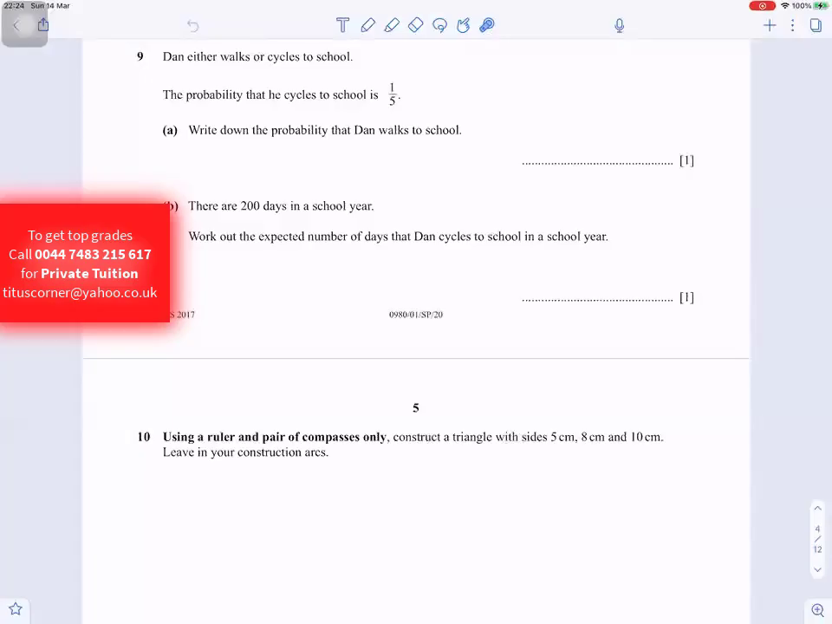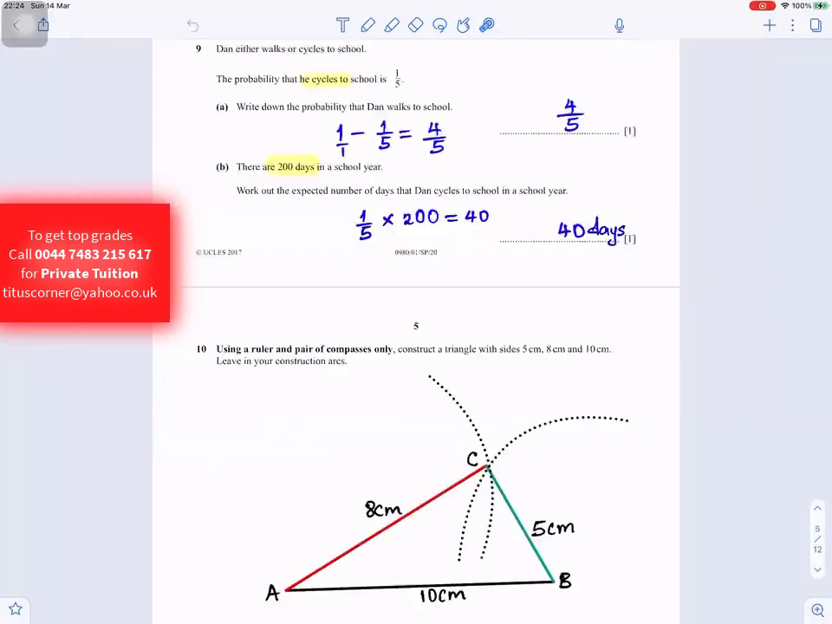So this is question number 9 and question number 10. So question number 9, Dan either walks or cycles to school. The probability that he cycles to school is 1 over 5. Write down the probability that Dan walks to school. The total probability has to equals to 1. So walking plus cycling, the probabilities will add up to 1. So it will be 1 minus 1 over 5, which will give you 4 over 5.